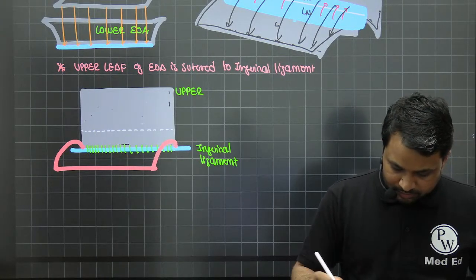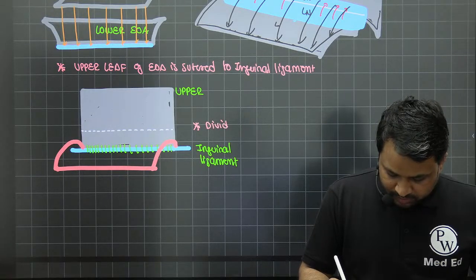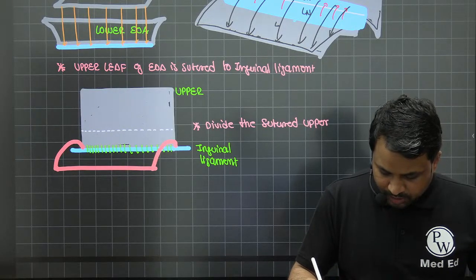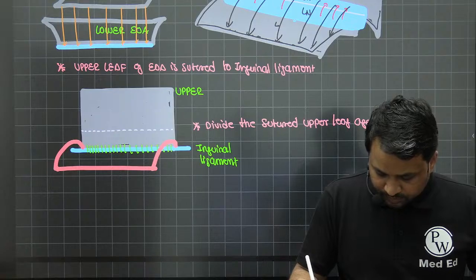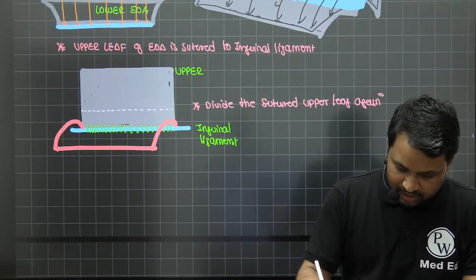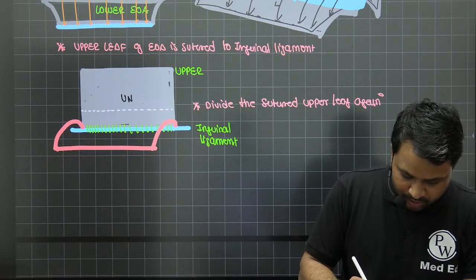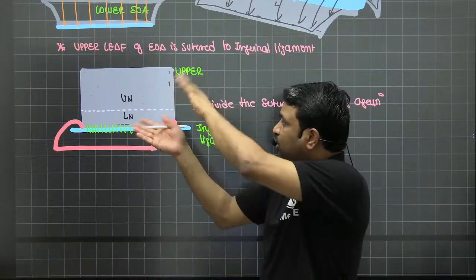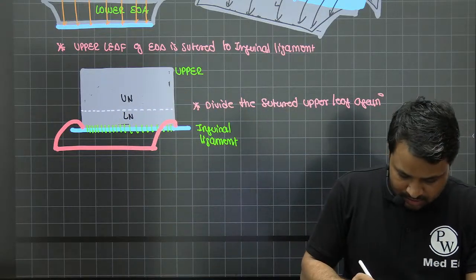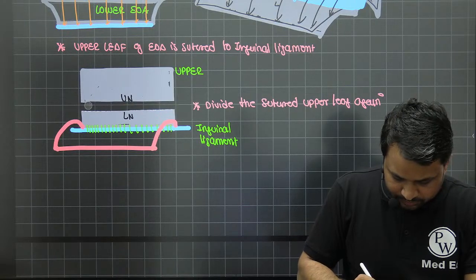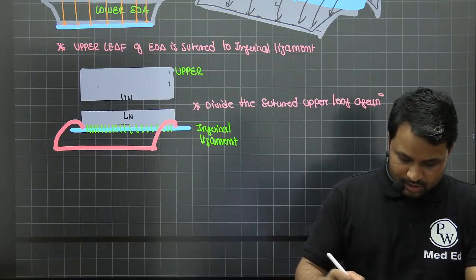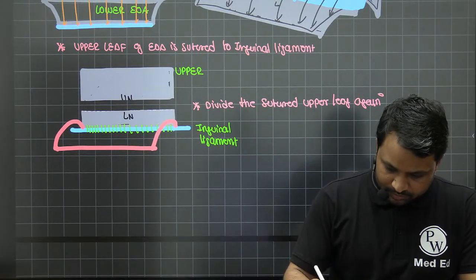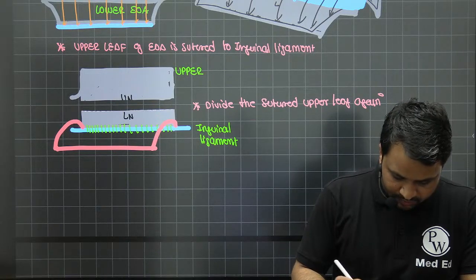Step number 3, I'm going to divide the sutured upper leaf again. Once I divide it, this time you have created a new upper leaf and a new lower leaf. Now I'm going to lift this upper leaf up, and this is where I have lifted the upper leaf.